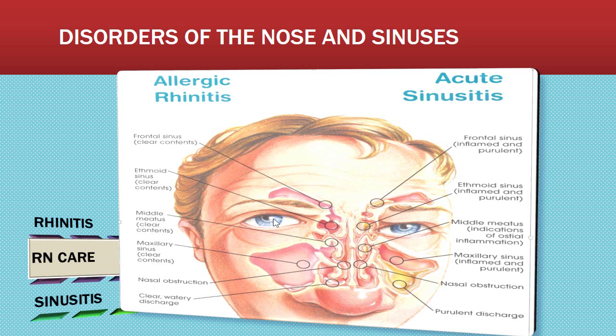Antral irrigation, also known as maxillary antral puncture and lavage, is an outpatient procedure to drain the pus around the sinuses. That can be done, but it may not be necessary, and antibiotics should take care of it.